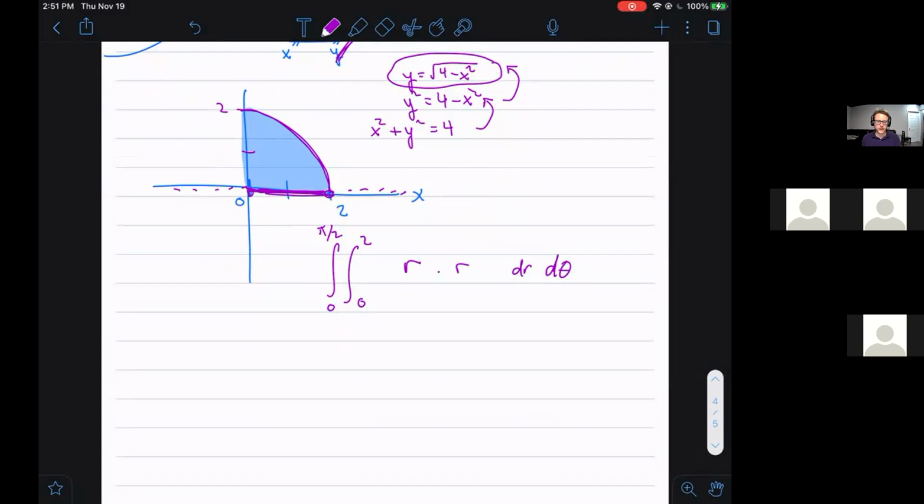The bulk of the work here is done. When I integrate with respect to theta, I'm going to get pi over 2. And when I integrate with respect to r, I'm going to get r cubed over 3. Evaluate that from 0 to 2. That's just going to give me an 8 on top. So I'm going to get 4 pi over 3 as my final answer. And yes, that is a possibility, at least for my multiple choice.